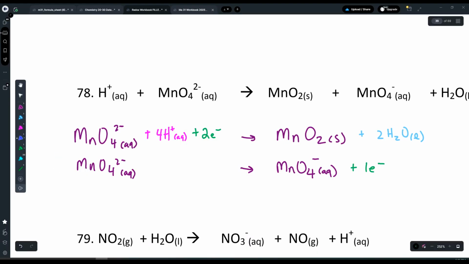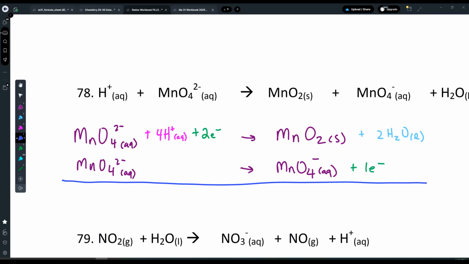Okay, so now at this point, we are looking to make sure that we're canceling out our electrons. So we're asking ourselves, what is the lowest common multiple between 2 and 1? Well, that's going to be 2. So I'm going to multiply this second reaction by 2 and make sure that I actually remember to multiply every single thing in this reaction by 2. Now that we have the same amount of electrons, one on the reactant side, one on the product side, those cancel out.